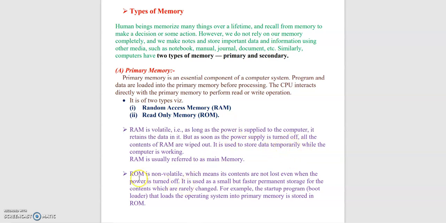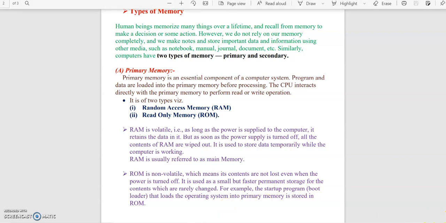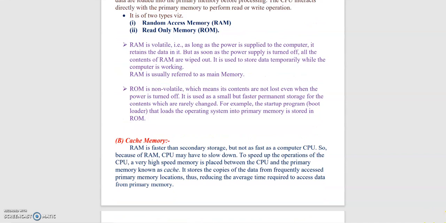The second type is the ROM, which is non-volatile. This means its contents are not lost even when the power is turned off. It is used as a small but faster permanent storage for the contents which are rarely changed. For example, the starter program, which is the bootloader that loads the operating system into the primary memory, is stored in the ROM. Now this is the reverse of the RAM.